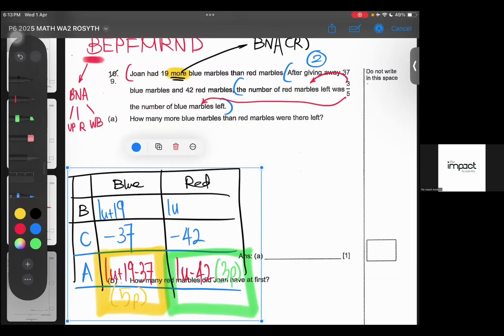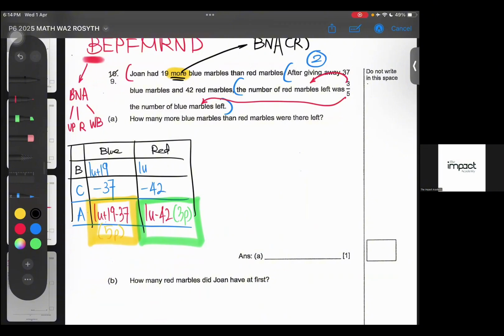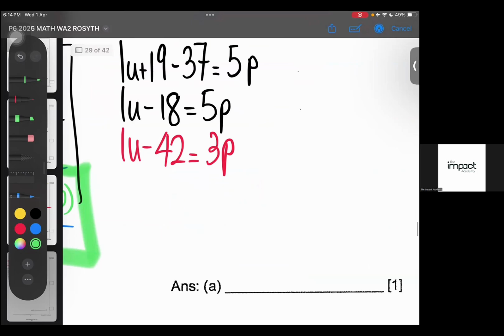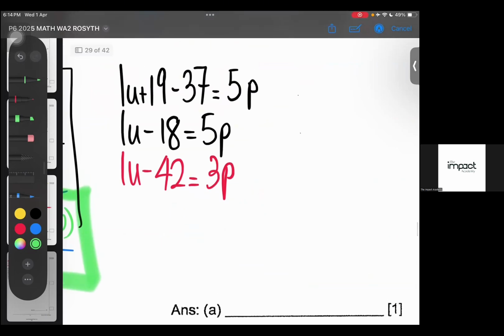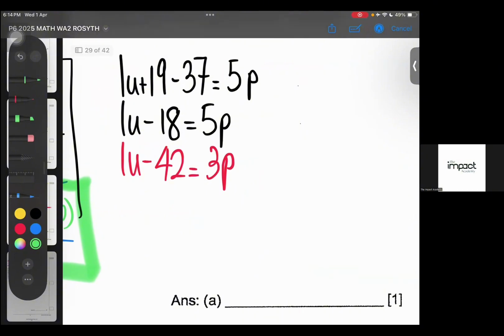You follow me on this, okay? What's the equation that you have formed? 1 unit plus 19 minus 37 equals, very good, 1u minus 18 equals 5P, right? Then you have the other one, which is 1u minus 42 equals 3P. So what do you have to do to the P, or the units? Which one do you want to do? 5P minus 3P equals, no, you always make the parts the same. You should make the parts the same. Do you understand? Have you made the parts the same?